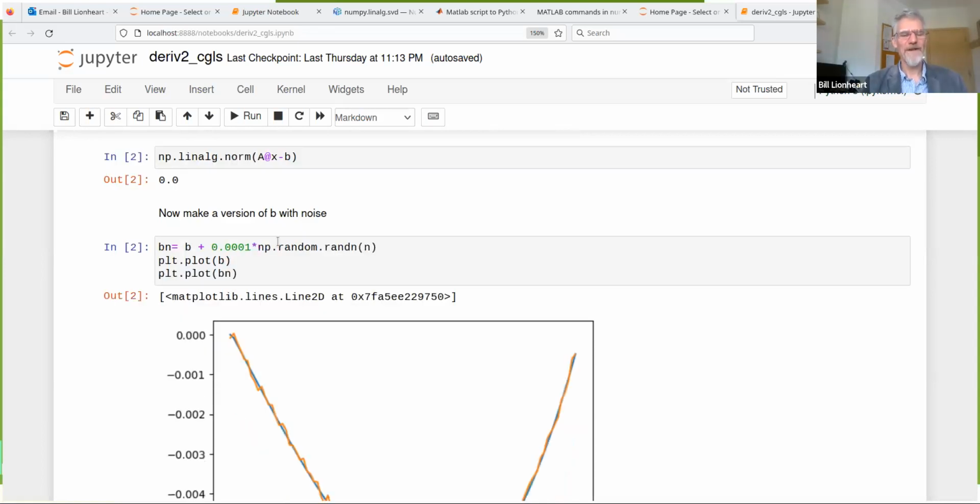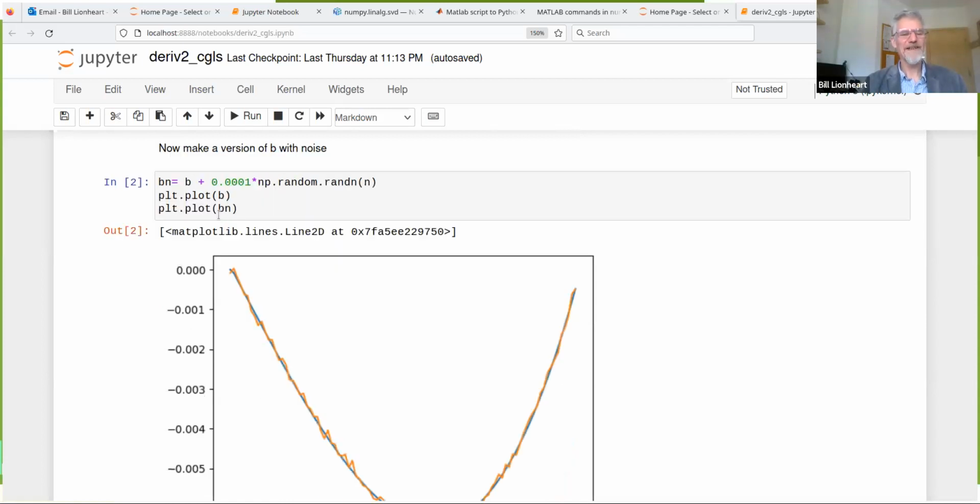Okay, so we don't want it to fit because we're not inverse criminals. And so we get the B vector and we add some noise. In MATLAB, you use maybe randn for normally distributed noise. And here it's np.random.randn. And I've scaled it by some factor. So this will be a unit variance, mean 0, pseudo-Gaussian vector.